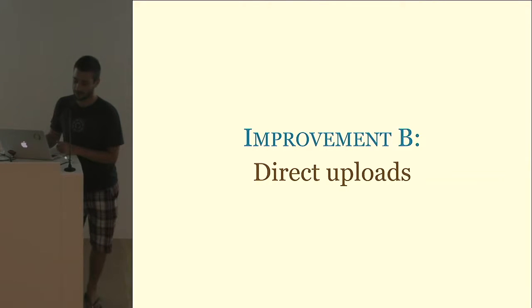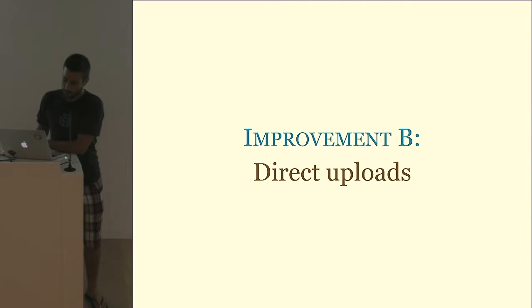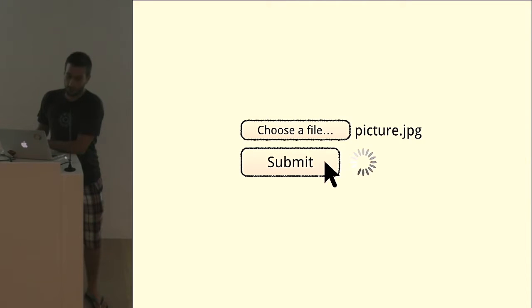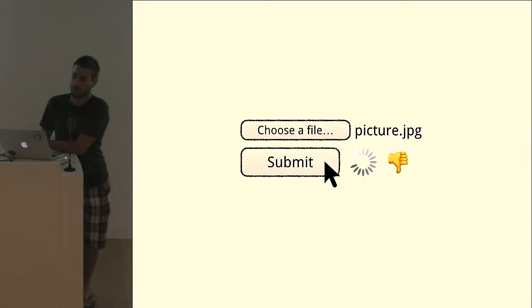The second improvement that we can do is direct uploads. So the problem is that when users select a file and they click submit, they have to wait for an unknown period of time. It depends on the size of the file, it depends on their internet connection, and that also is lame because the user doesn't know: should they go for a coffee or what?